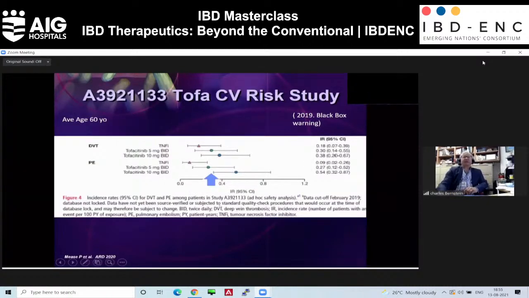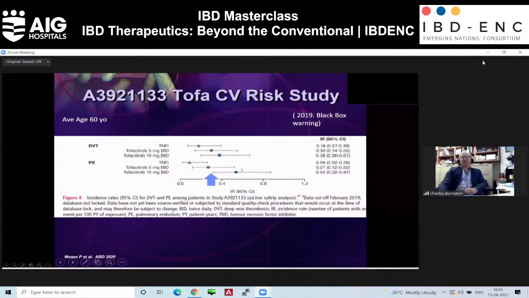And here you can see the risk for DVT and PE, again, higher at 10 twice a day. 5 twice a day is higher than TNF blockers, but the confidence intervals overlap.